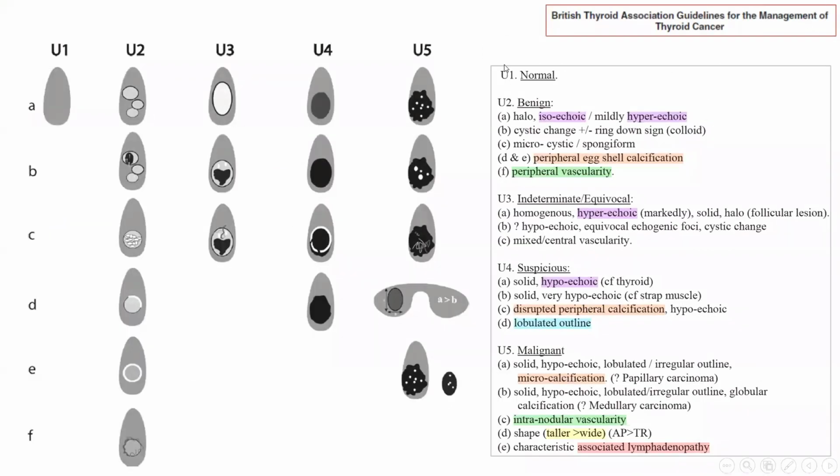Another very important slide is the risk stratification of thyroid nodules by sonography, what is known as the U classification, presented by the British Thyroid Association in the guidelines published in 2014. You should know the criteria for a benign thyroid nodule and the criteria that increase the risk of suspicion for thyroid malignancy, because in each exam they will ask a question about these criteria. The suspicious criteria are: lobulated outline, disrupted peripheral calcification, microcalcification, intranodular vascularity, taller than wider, and associated suspicious lymphadenopathy. And what are the benign criteria? Peripheral axial calcification, peripheral vascularity, isoechoic or mildly hypoechoic nodule.